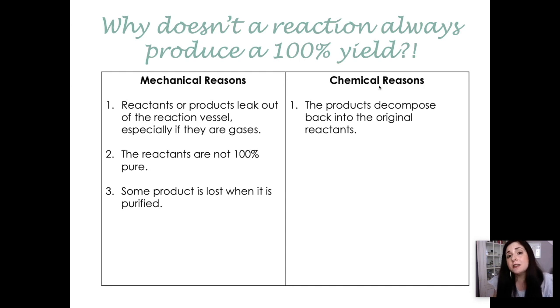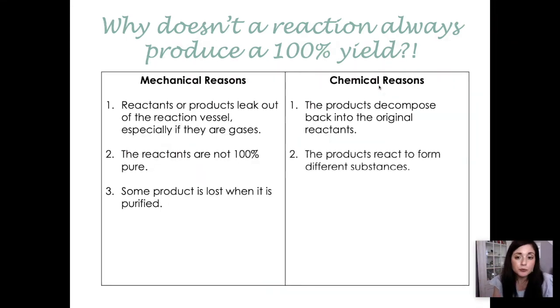Sometimes the products decompose back into the original reactants. If you decide to take AP chemistry, you'll learn all about equilibrium. And a lot of reactions don't just produce the products and that's it. Sometimes those products can decompose back into the original reactants, and that could lead to a less than 100% yield.